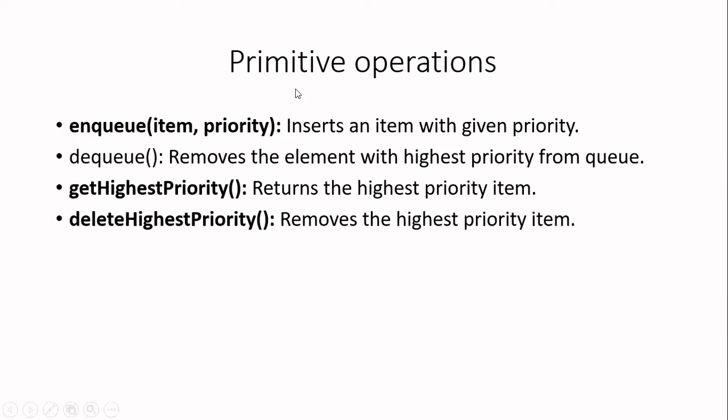Now, in priority queue, what are the primitive operations we can perform? Similar to normal queue, you can perform NQ, DQ, and then display operations. Three different operations you can perform. NQ means generally you are going to add an element into the queue.